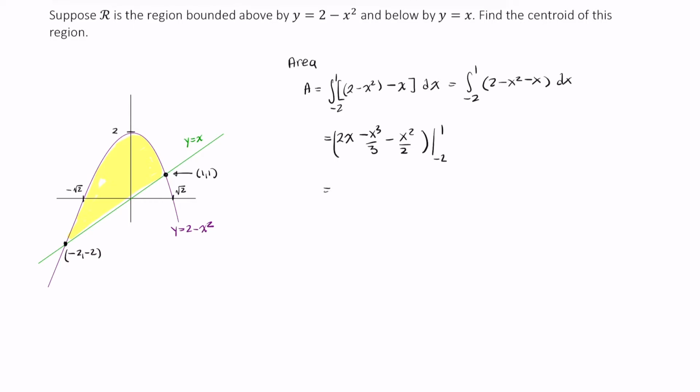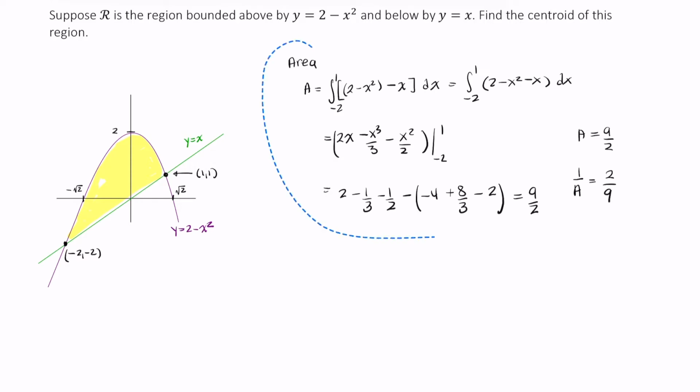So this is 2 minus 1/3 minus 1/2, minus -4 plus 8 over 3 minus 4 over 2, which is just 2. This should work out to be 9 over 2, but I'm doing this kind of quickly in my head, so if you get a different value, let me know and I'll fix this video eventually. So A is equal to 9 over 2. And since both of the integrals that we're going to use to find x bar and y bar have 1 over A in front, let's work out what 1 over A is. Well, that's just the reciprocal. That's 2/9.